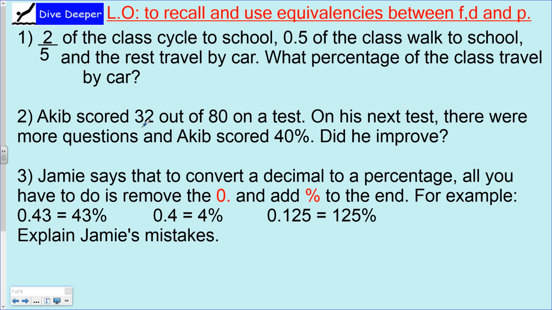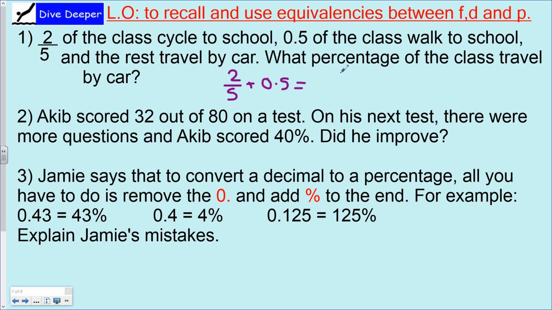So 2/5 of the class cycle to school, 0.5 of the class walk to school, and the rest travel by car. What percent of the class travel by car? So you're looking at doing 2/5 add 0.5. So I would make them both the same. So you can either make them both into fractions or you can make them both into decimals. That is completely up to you. Okay, so find out what your answer is, and then you need to think about what is left over and change that into a percentage.